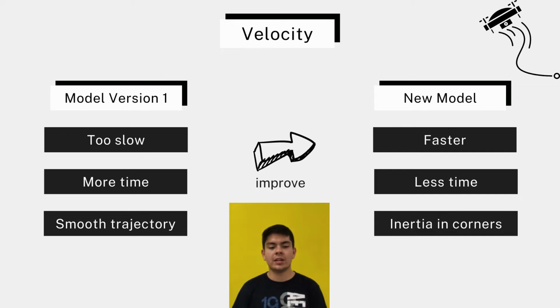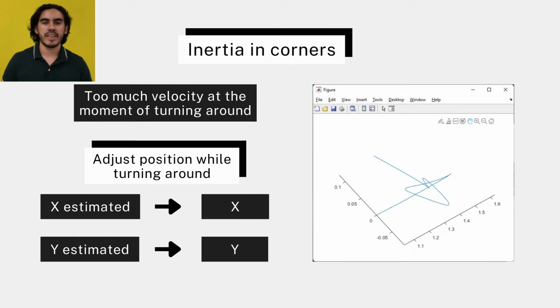The inertia suffered in corners due to this increase in velocity. Third challenge, inertia in corners. This happens because the drone moves fast. When it's time to turn around, it goes further than it should, which makes its position not coincide with the expected value. This is solved by setting the values of x and y to the values of x estimated and y estimated. This makes it so that when it's turning around, it also adjusts its position.